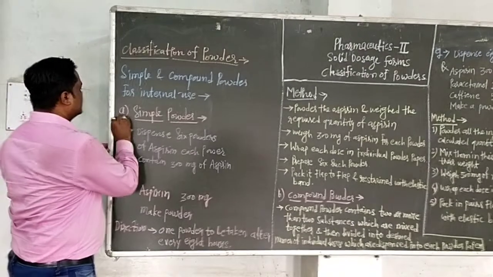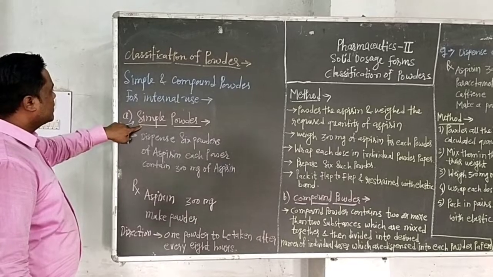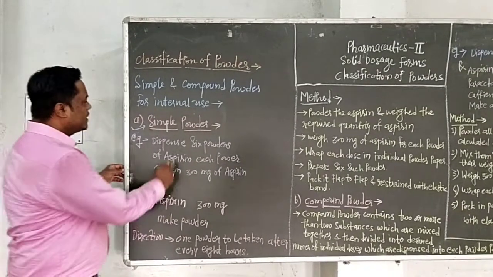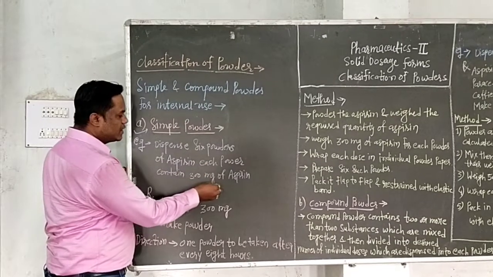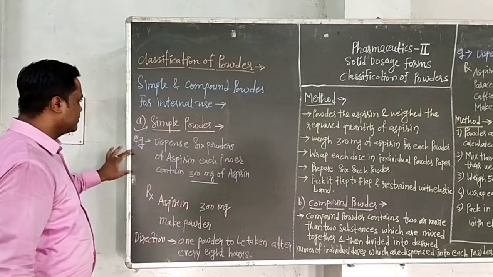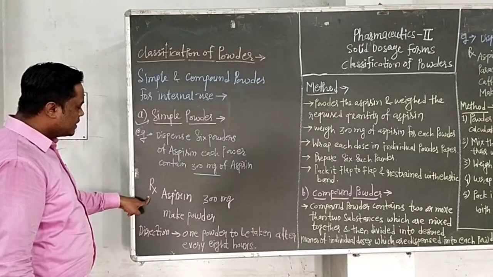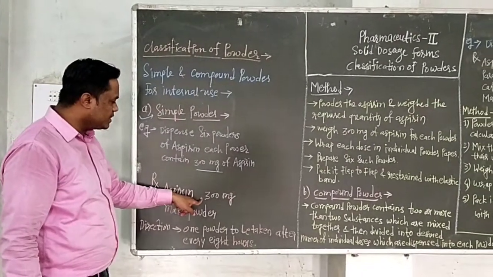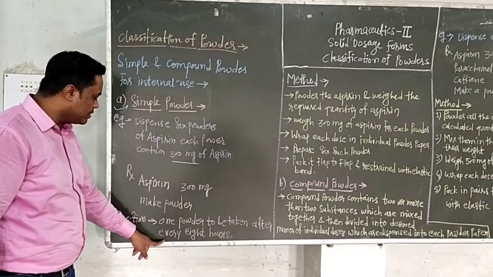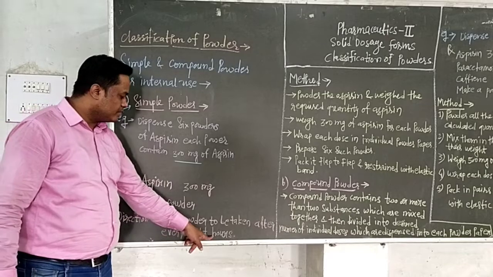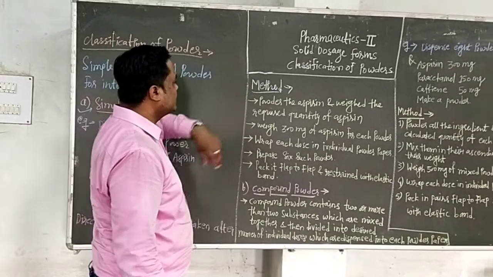Then we see an example of simple powder, used for internal use. Dispense 6 powders of aspirin. Each powder contains 300 mg of aspirin. This is the example of simple powder. Rx: aspirin 300 mg, make powder, and the direction is one powder to be taken after every 8 hours. This is the prescription. Then we have to see the method of preparation of this prescription.